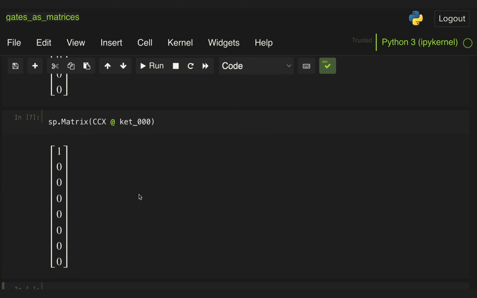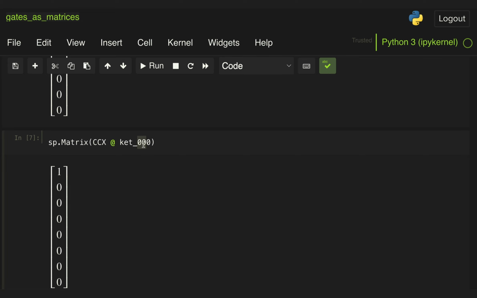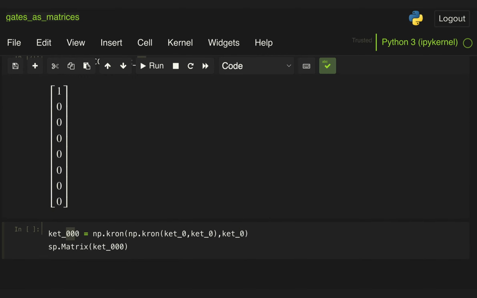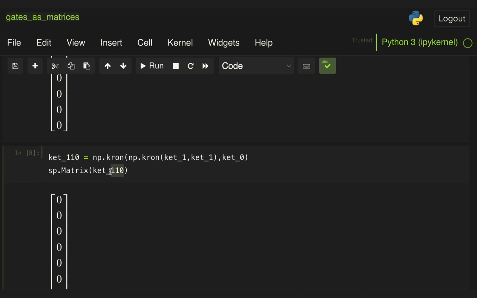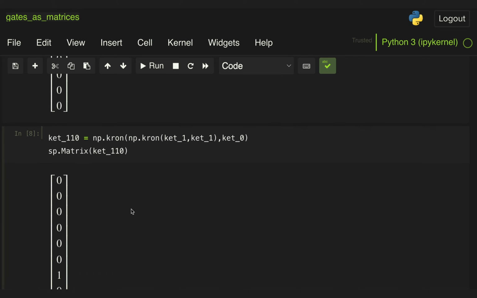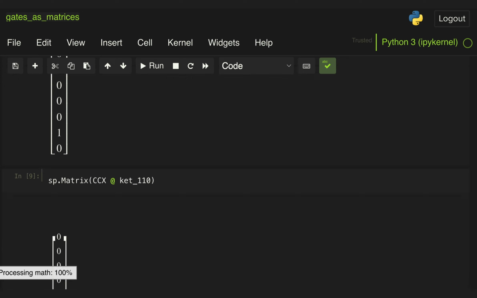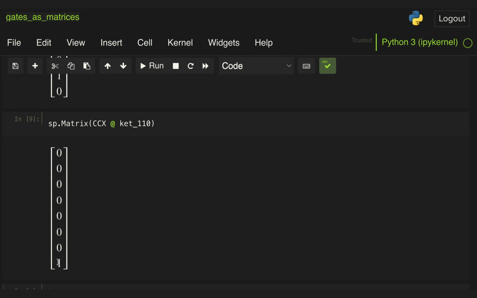Now, this is a little trivial, so let's actually perform the AND operation where the first two entries are ones. How do we construct that vector? Let's call it ket 1, 1, 0. We perform the Kronecker product between ket 1, ket 1, and ket 0. Recall that this binary number in decimal is number 6, so we get a 1 on the 6th entry. If we now perform the matrix multiplication between our CCX matrix and our ket 1, 1, 0, we get a vector with the last entry at 1, which in ket notation would correspond to ket 1, 1, 1.